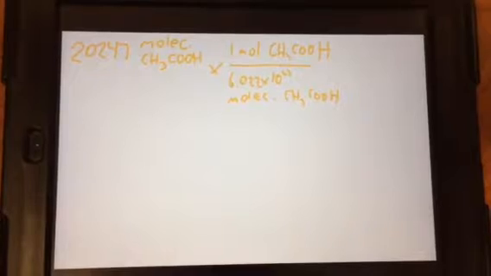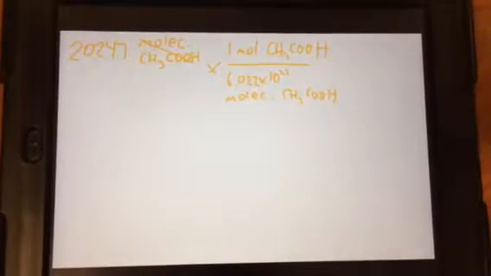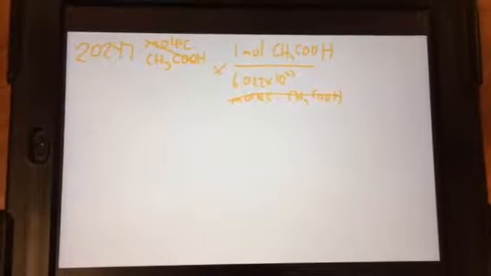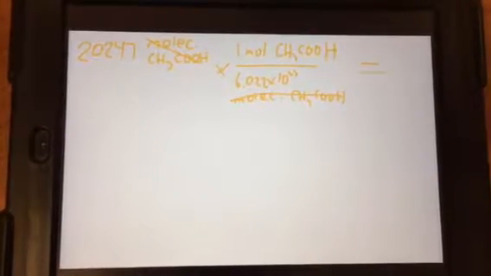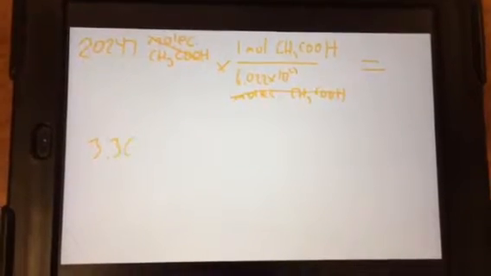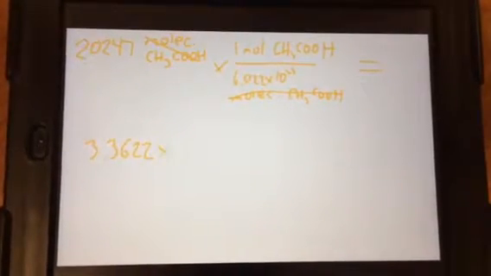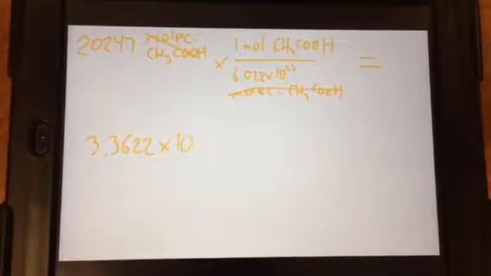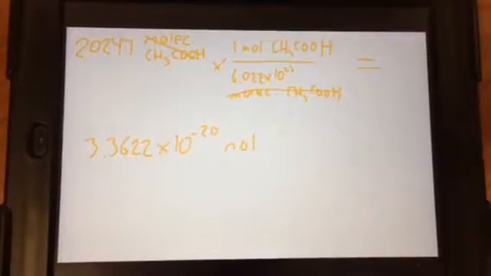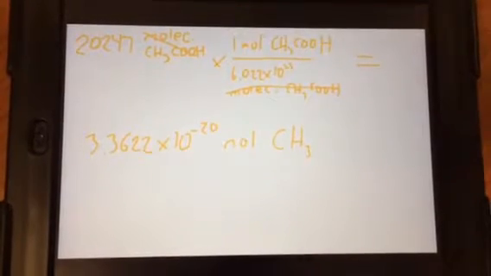And again, we can cross out the units, molecules of acetic acid, molecules of acetic acid, and we know that leaves us with moles of acetic acid. So this comes out to be 3.3622 times 10 to the negative 20th moles of acetic acid.